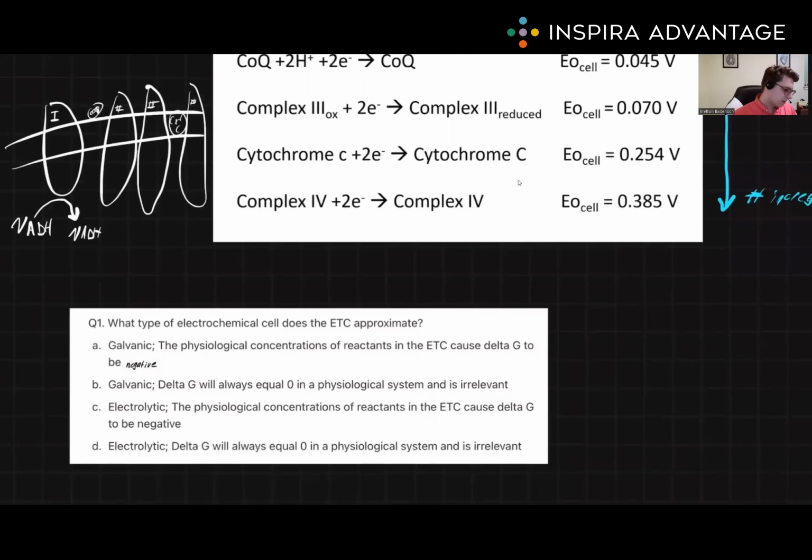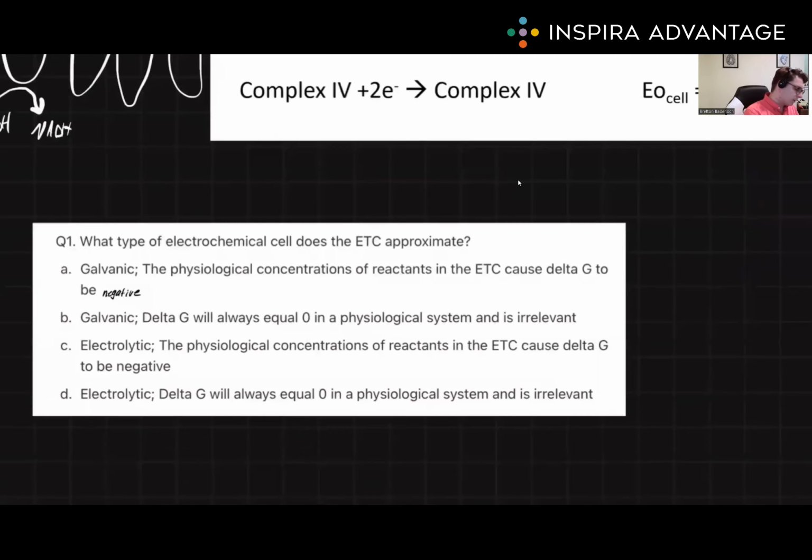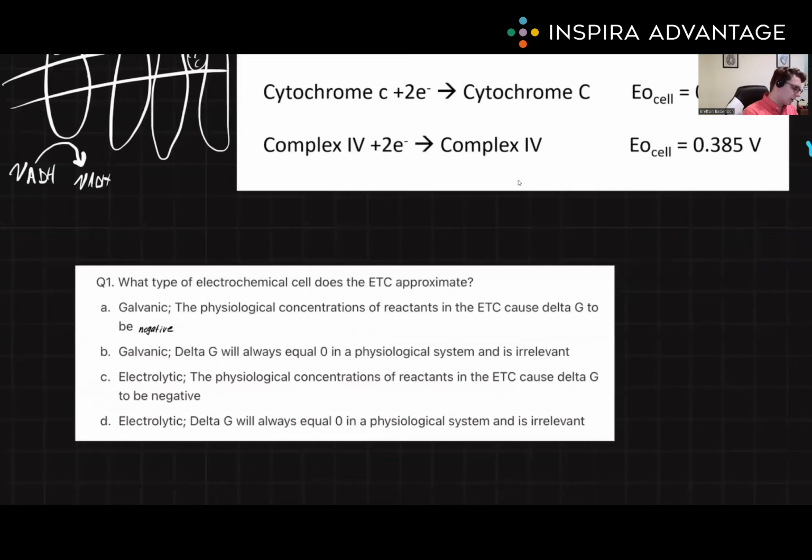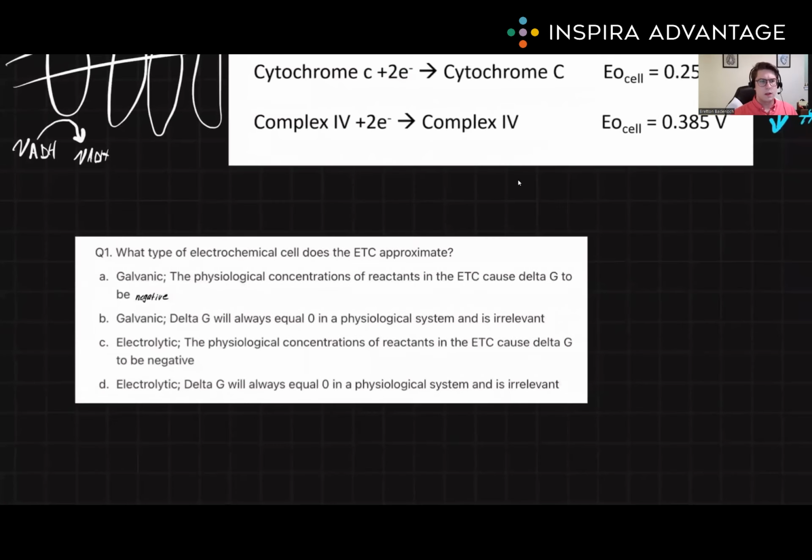All right, so let's talk about question 1. What type of electrochemical cell does the ETC approximate? So let's just think about our mitochondria. Does it produce energy or does it require energy to run? Well, we all learned it in middle school. The mitochondria is the powerhouse of the cell. The mitochondria is making ATP. Well, it sounds pretty spontaneous to me. If it took energy to make energy, well, we'd be in trouble.